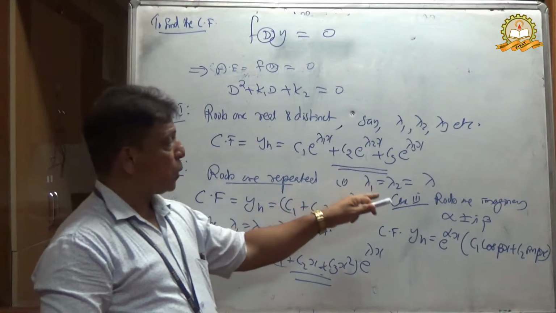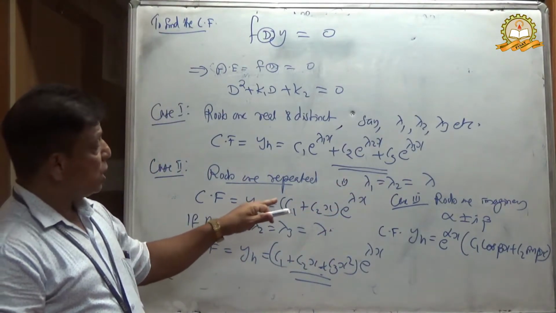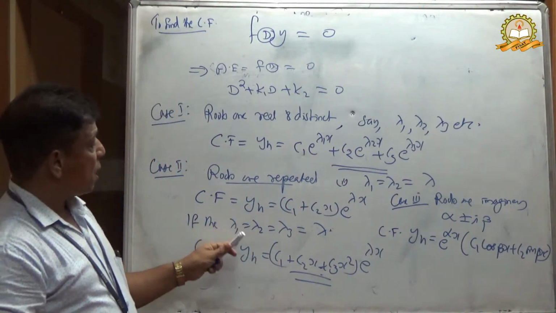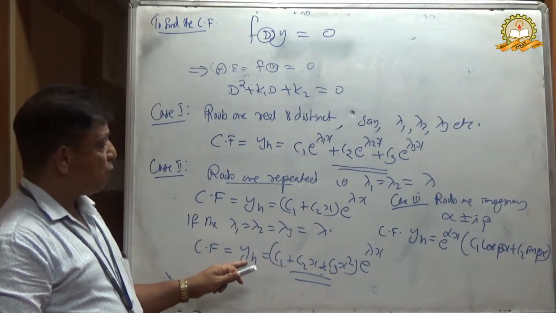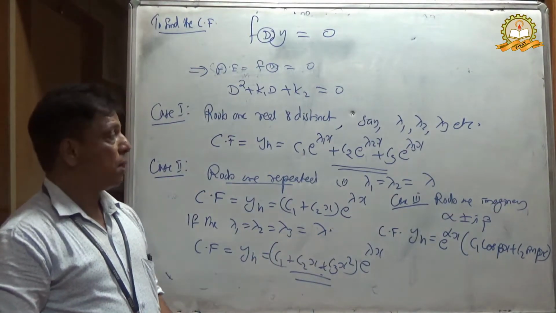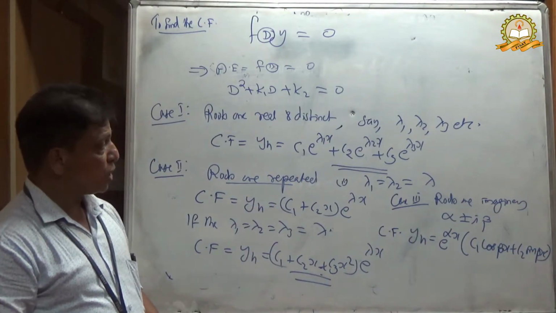Then, if roots are repeated, lambda 1 equal to lambda 2 equal to lambda, we can write the complementary function y of h as c1 plus c2x into e raised to lambda x. If the roots are lambda 1 equal to lambda 2 equal to lambda 3 equal to lambda, then we can write y of h is equal to c1 plus c2x plus c3x square into e raised to lambda x. This is the procedure for writing the complementary function.